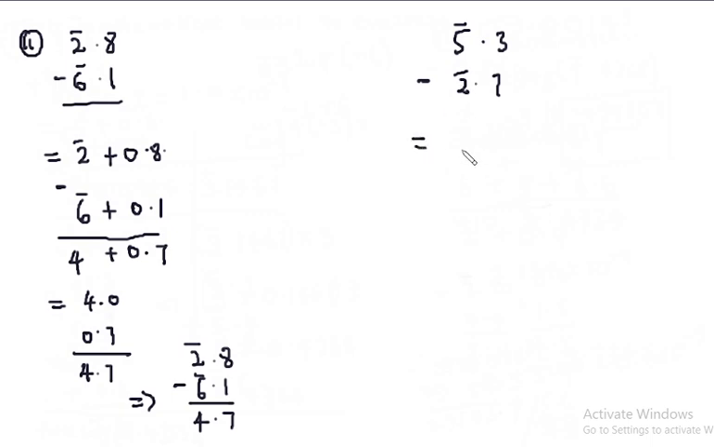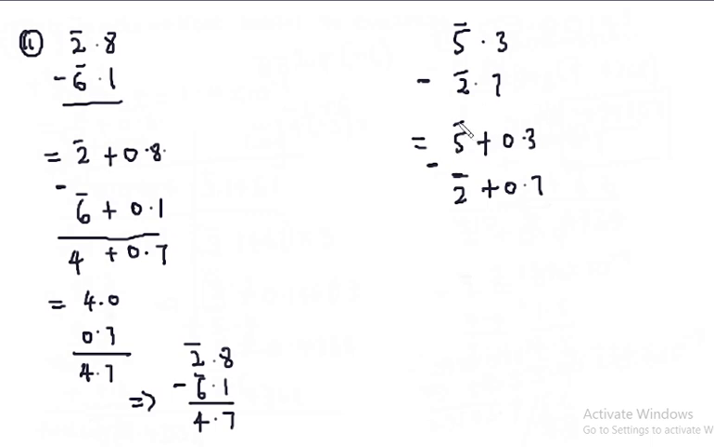If we are to rewrite this, we have 5 bar plus 0.3, and here we have 2 bar plus 0.7. The operation between them is minus. I have to say 3 minus 7, it doesn't go through. So there's a problem here, because I cannot subtract 7 from 3, I have to rewrite this one here.